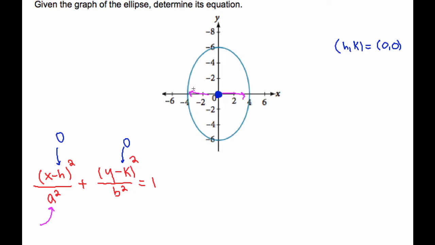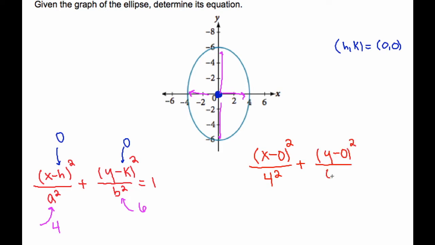And that distance looks like it's 4. So we'll place a 4 in for a. What does b tell us? Well, b will tell us the distance from the center out to the vertices. That distance looks like it's 6. We can now write the equation of our ellipse, which would be (x minus 0) squared over 4 squared plus (y minus 0) squared over 6 squared equals 1.